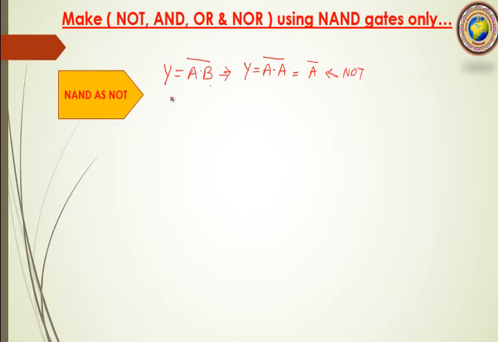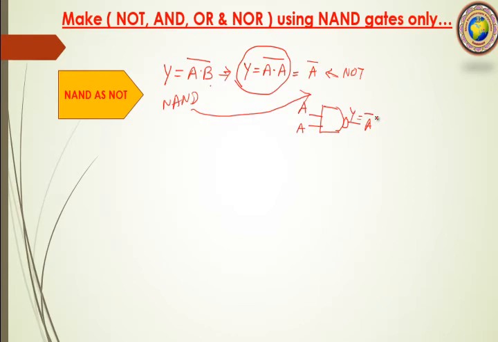So we have to change here from NAND to NOT. We have to take both inputs as A. So what is the diagram here? A two input NAND gate. Here is our NAND gate, but with A, and instead of B we write A. So the output will be A bar. So this is Y is equal to A bar. This is considered a NOT gate. So this is our conversion of NAND as a NOT.